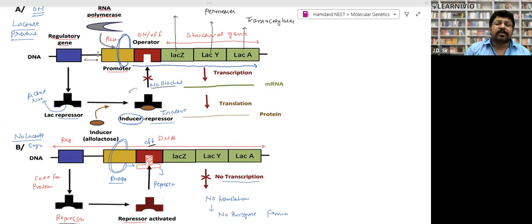At some distance, in the vicinity, right? Not too much distance. At some distance, there is one more gene, the regulatory gene. The regulatory gene is the gene which is responsible for switching on or switching off the operator gene, right? So this complete set of genes is called the lac operon.